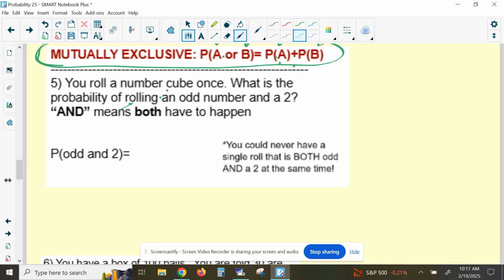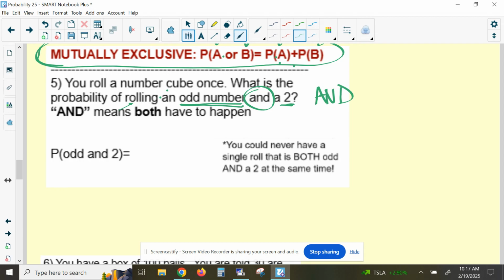Let's look at number 5. You roll a number cube once. What is the probability of rolling an odd number and a 2? So what are you going to underline? Odd number and a 2. So this is an and. Your mom says you have to wear pants and shirt to school. What does that mean? Both have to be happening at the exact same time, right? And means both have to happen.